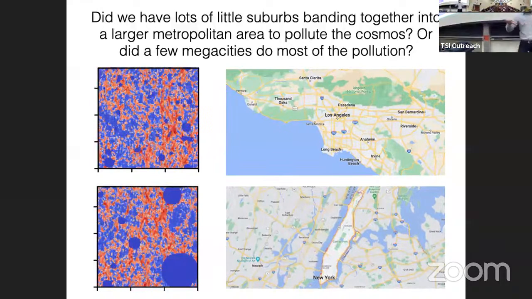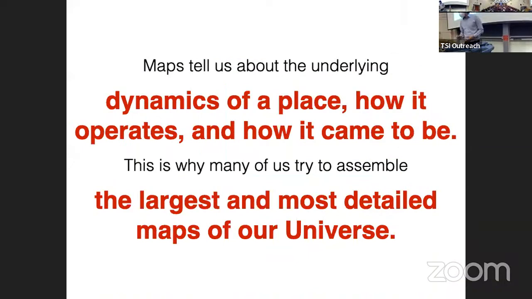Okay. So in summary then, maps are incredibly useful in cosmology, right? They tell us about the dynamics of a place, how it operates, and a lot of history as well, how it came to be. And that's why me and my colleagues, as cosmologists, we basically spend our careers trying to assemble some of the largest and most detailed maps of the universe, just so we can mine it all for information. Thank you very much.